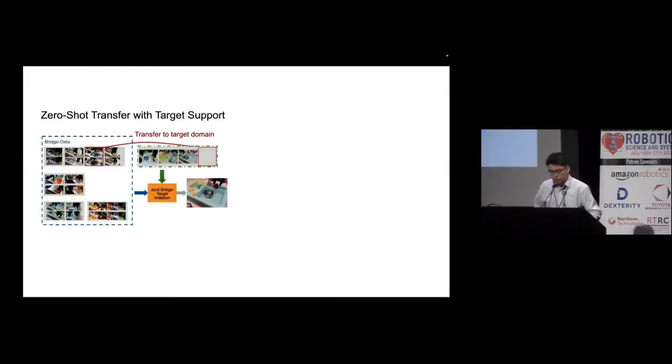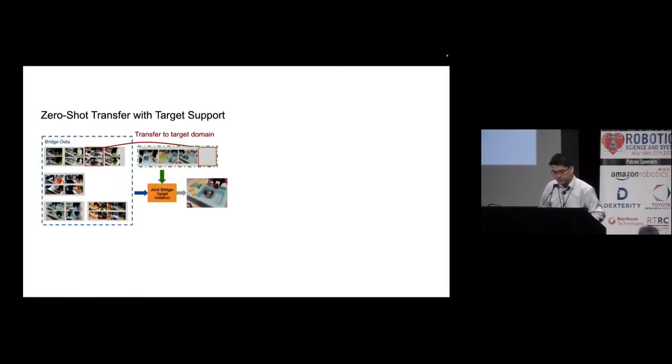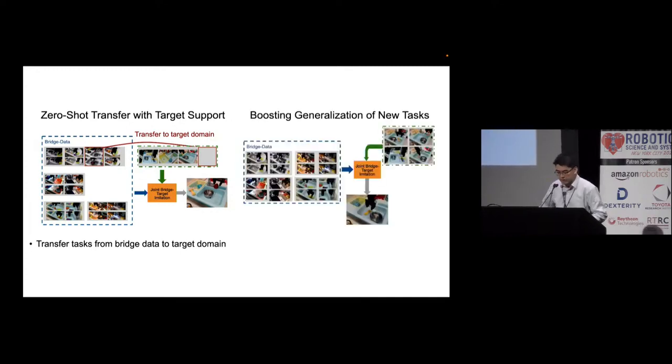In this presentation, we focus on 2 different problem settings. One is generalizing a task that exists in the prior data to a new target domain where we only have some data for other tasks. We call this zero-shot transfer with target support. We hypothesize that by leveraging the Bridge dataset, some tasks can be zero-shot transferred to the unseen target domain. The second one is learning a new task that is not in the prior data in a new target domain. We hypothesize that we can use the Bridge dataset to boost generalization of new tasks in new target domains.